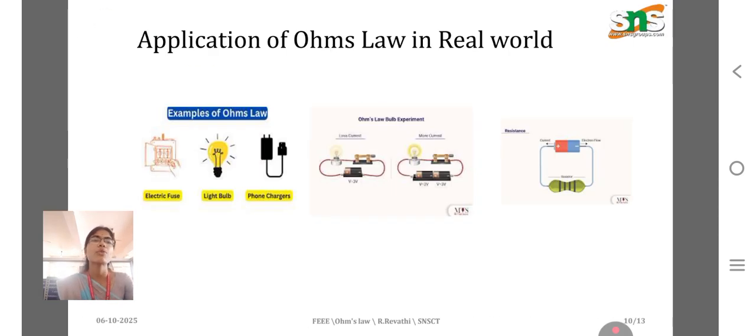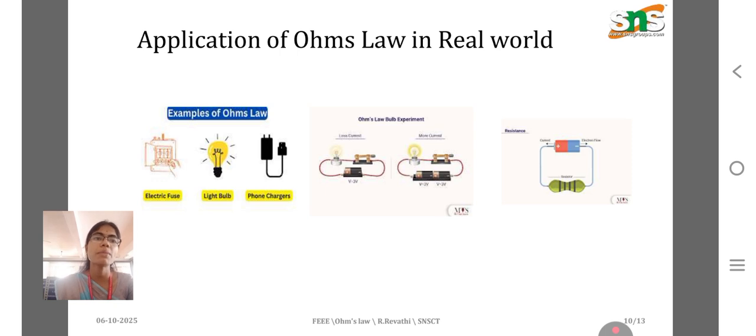Applications of Ohm's law in real life: we have a number of applications of Ohm's law. For example, if we are studying Kirchhoff's current law or Kirchhoff's voltage law, the basic law is Ohm's law, so that we can calculate current or voltage. The first and foremost examples are phone chargers, light bulbs, and electric fuses. Here we use Ohm's law.